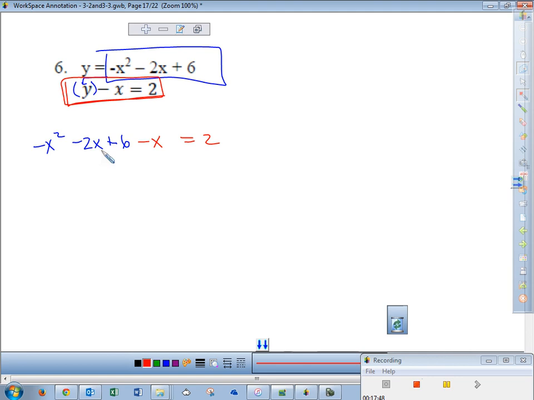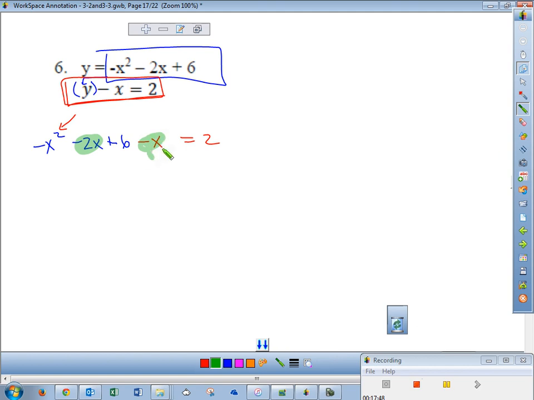Y'all cool with that? This equation right here, is it quadratic? Yes or no? How do you solve a quadratic equation? Our first option is to factor it. Is this in standard form? Nope. These guys are like terms.